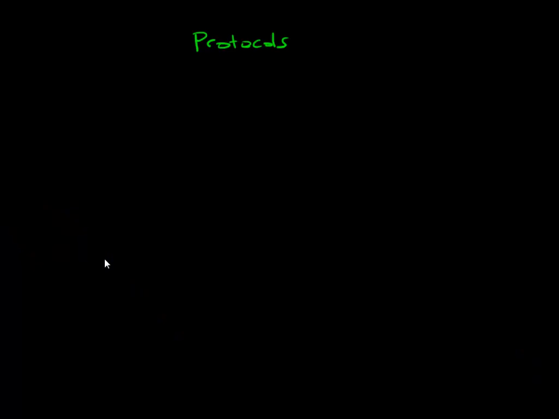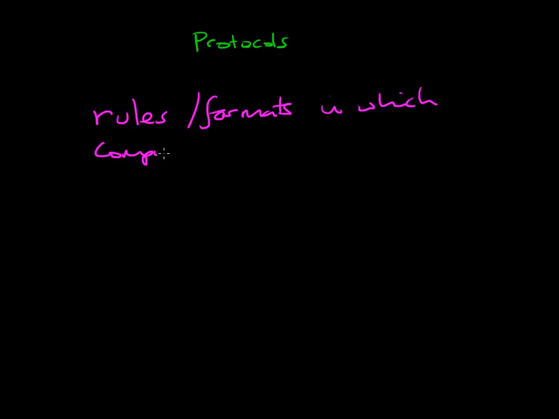Computers need to be able to talk to each other, and just as in real languages like English and French and German, we can't talk in English to someone who's French and only speaks French. In the same way, computers have protocols, which are the rules or the formats in which computers communicate. So that's what a protocol is. It's just the rules of the formats in which the computers communicate between one another.